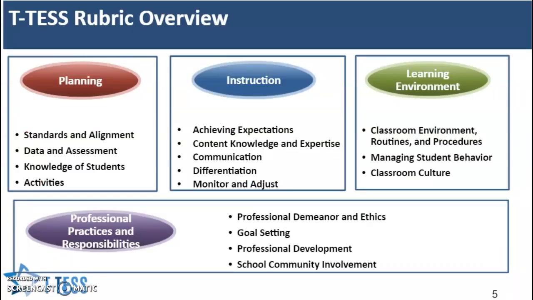This graphic just shows the T-Test rubric overview in that there are 4 main domains with 16 dimensions total. So there are a few dimensions within each domain. For example, planning domain has 4 dimensions. There are standards and alignment, data and assessment, knowledge of student, and activities. And you can see how that flows with the other domains of T-Test.